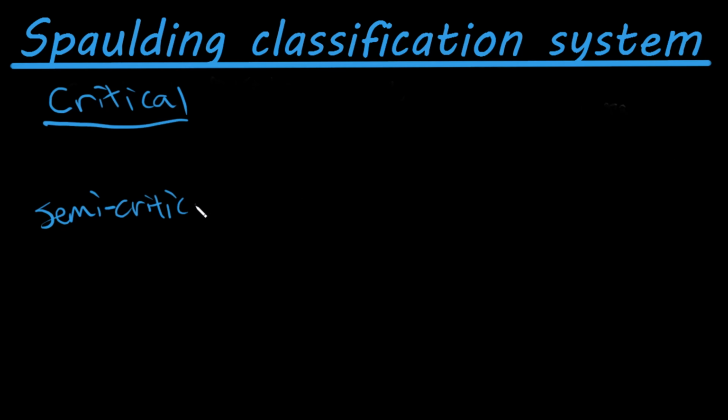The first one is critical. So it's called the critical category. That's number 1. Number 2 is going to be called semi-critical. So not as critical. And then we have our non-critical. This is our 3rd category.